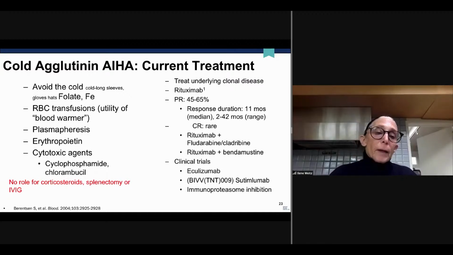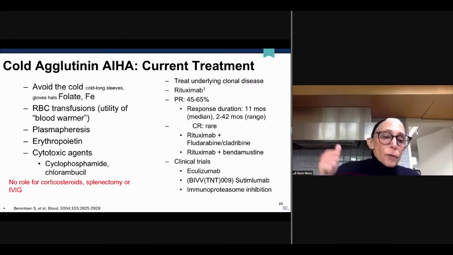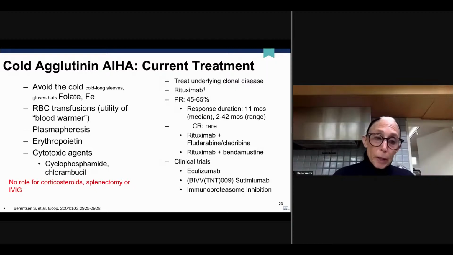And then you can use cytotoxic agents like cyclophosphamide has been used, chlorambucil has been used. Those are more historic than anything else, but they do work depending on the underlying etiology. What you don't see on the list, there's no role for corticosteroids. They don't work. They only put the patient at risk for infection. Splenectomy, because most of the clearance occurs in the liver, or IVIG, which really isn't very effective in this disease.